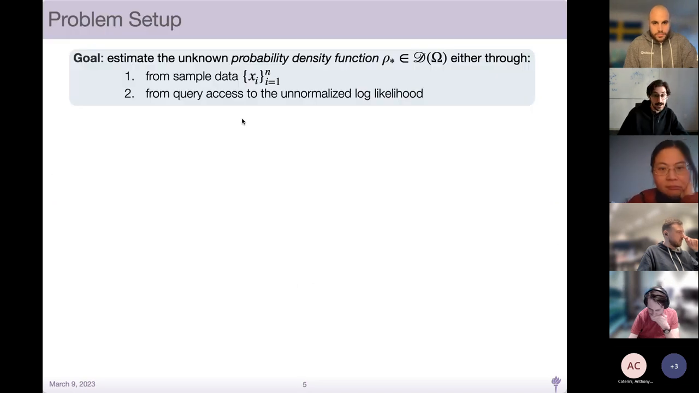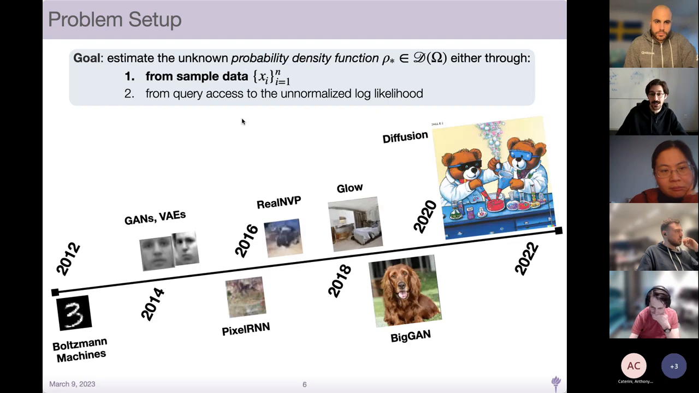Okay, so the problem setup is pretty straightforward. Our goal is to estimate the unknown probability density function, which I'm calling here rho star, either through sample data, which I have available to me, or through query access to the unnormalized log likelihood. Particularly today, I'm just going to talk about the sample data picture. The motivation for that is the rapid success we've seen in computer vision applications of challenges just like this. How do I learn to sample from a distribution and perform some sort of density estimation on high dimensional problems such as images?